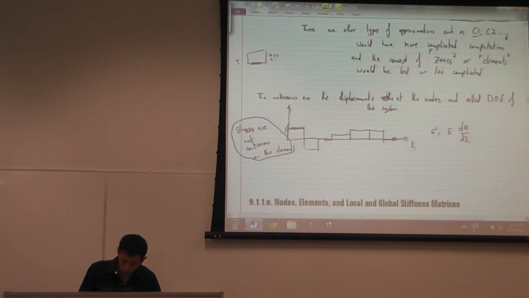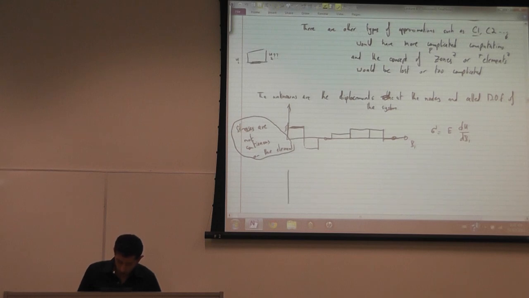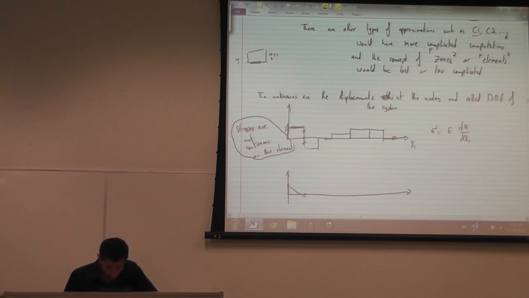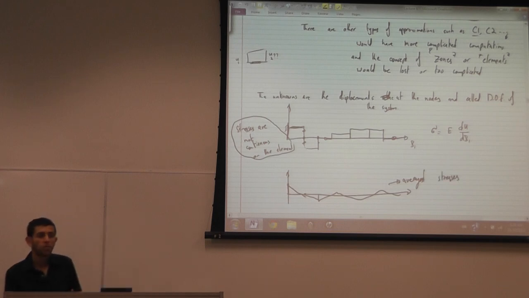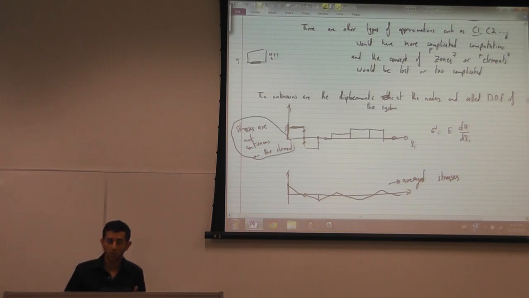they take what you have here and approximate. So this is this value. Right here, this and this, you take an average. Right here, zero and this, you get an average. And so on. So, averaged stresses. And you can average the stresses in many ways. You can average the stresses at the nodes, you can average the stresses at what we call integration points that we will cover later.